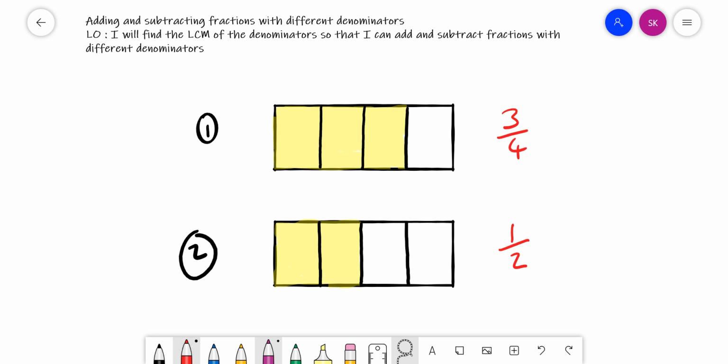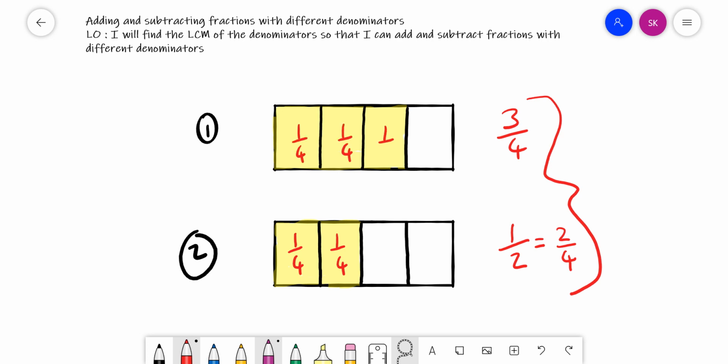Now that I've done that, you can see how many quarters of the second chocolate bar I've eaten. I've eaten 1/4 here, and I've eaten 1/4 here, which is obviously a total of 2/4. Now I'm able to add these two fractions. The first one is a total of 3/4. The second one is a total of 2/4. And in total, I have 5/4. Or, converting that to a mixed number, 1 1/4.